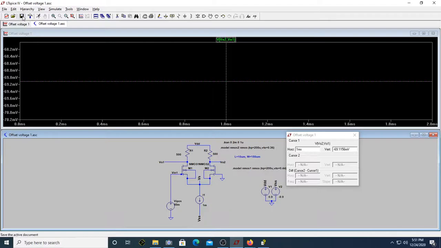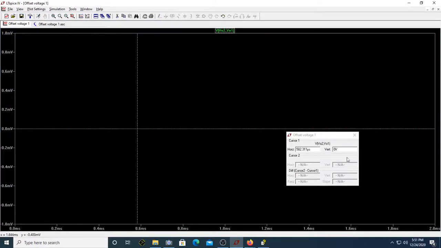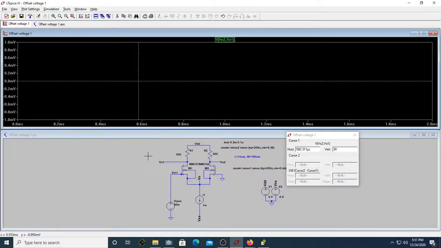Let me just save this and then run. Can you see this is almost becoming 0? The offset voltage is perfectly 0. This is what? Output offset voltage has been made 0 by applying an input offset voltage of 80 millivolts, which is exactly equal to delta Vto.